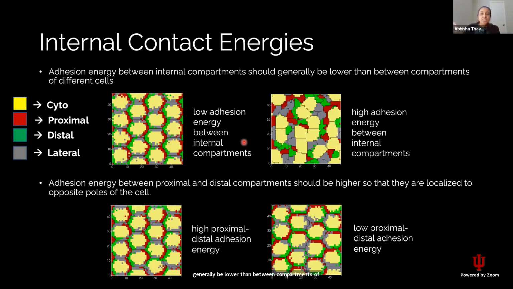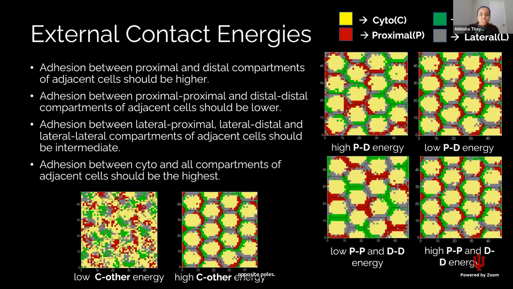Only then will these compartments stay together, so you need low adhesion energy between internal compartments. Now, the adhesion between proximal and distal compartments should be higher so that they are localized to opposite poles of the cell. So we need high proximal-distal adhesion energy inside the cell so that these two compartments are at the opposite poles. Now, external contact energies.